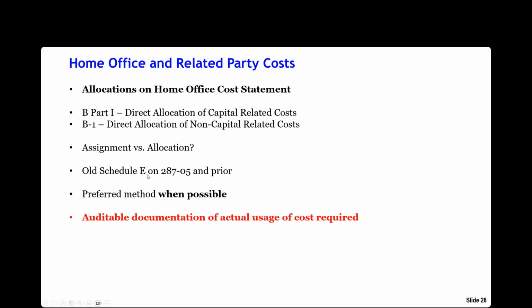This used to be called Schedule E, and it is definitely the preferred method. It's more accurate when you have the documentation to do it, which not everything works for. In a perfect world, you'd be able to, but right now that's just generally not possible. If you do use direct assignment, we need that auditable documentation. For example, electricity, you might have metering. Other services, you might be able to show how many hours of this specialized service were provided to that provider.